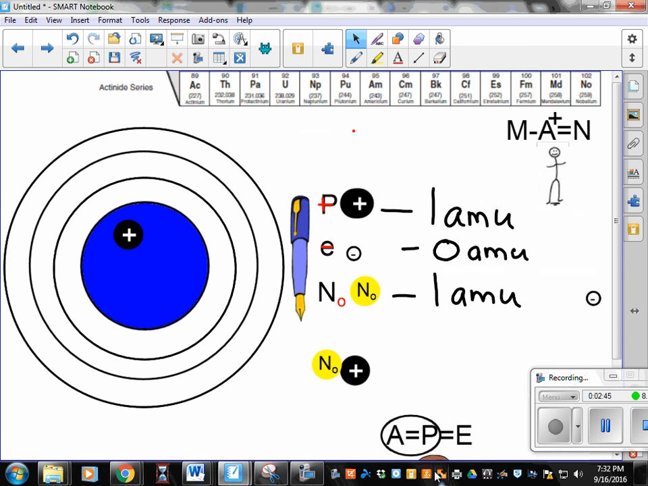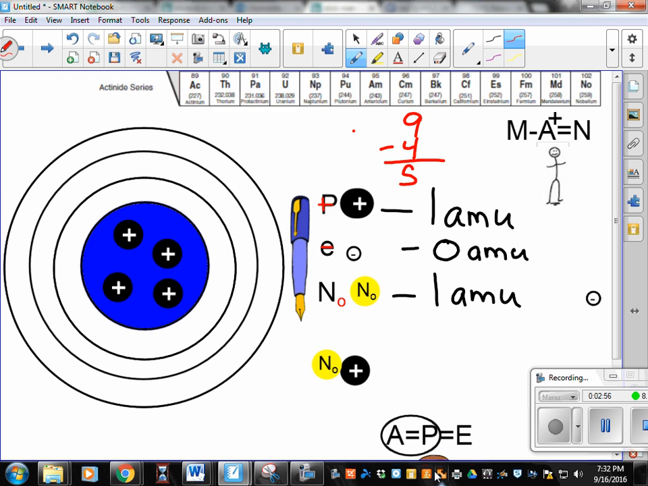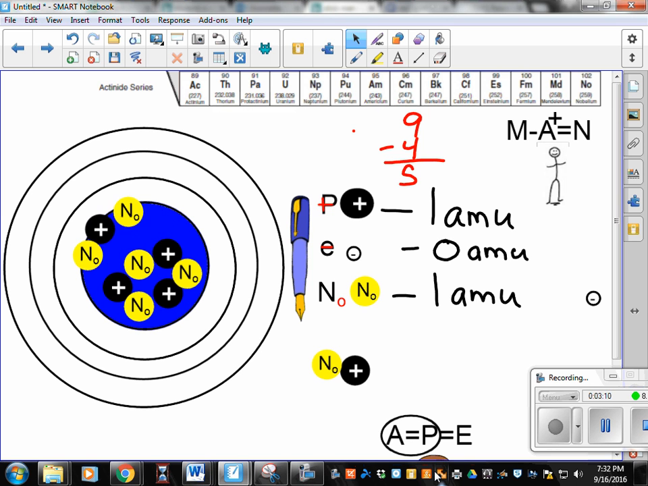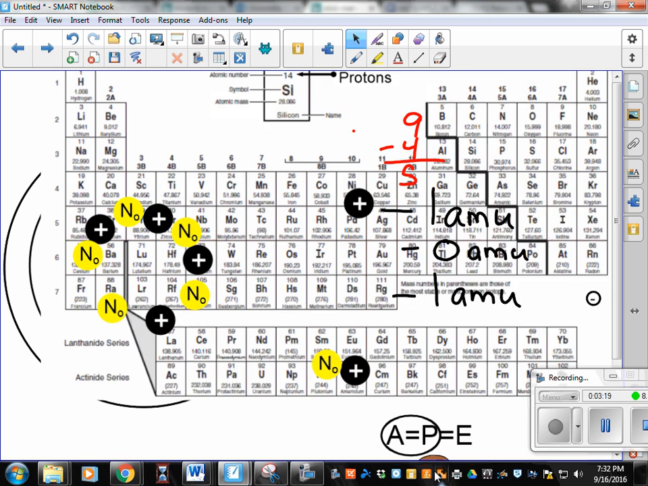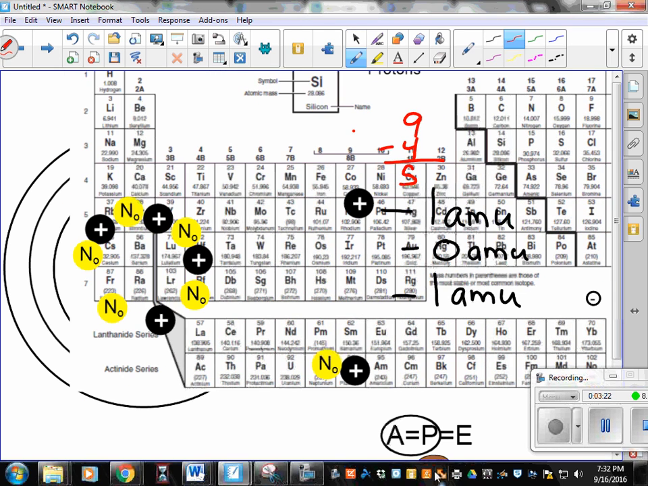beryllium has 4 protons. 1, 2, 3, 4. It told me the mass was 9, so 9 minus 4 gives me 5. That means it must have 5 neutrons. 1, 2, 3, 4, 5. So now if I count the particles in the atom, I have 1, 2, 3, 4, 5, 6, 7, 8, 9. There you go. Beryllium has a mass of 9. The periodic table told me that beryllium has a mass of 9. The bottom number is a mass number.